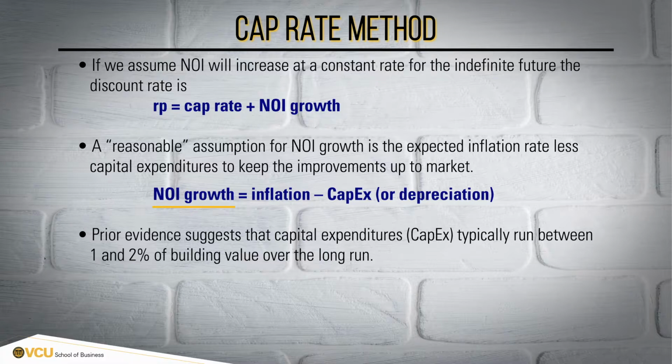Well, NOI growth is a function of, for lack of a better set of information, inflation, and then this CapEx or depreciation. So I'm going to recognize the reality of inflation, and I'm going to adjust it for CapEx. And that's, again, to maintain that growth potential in NOI. Without the capital expenditures, I won't have it, of course. There's some prior research by academics that says that CapEx typically runs around 1 to 2% of the building value over the long run. So that gives us something to base our estimates on. And I'll just throw that in there as a base number, okay?